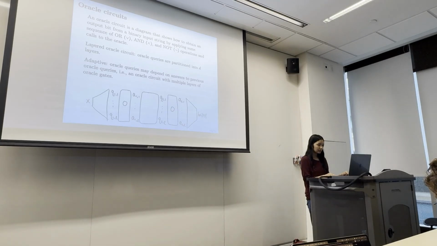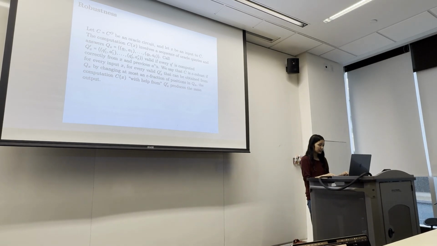A layered oracle circuit is going to be one where the oracle queries are partitioned into D layers, so we have D layers of oracle gates. In this drawing, this circuit has 2 layers of oracle gates. And an oracle circuit makes adaptive queries to the oracle if the queries are allowed to depend on answers to previous oracle queries. You can also think of this as an oracle circuit that might contain multiple layers of these oracle gates.